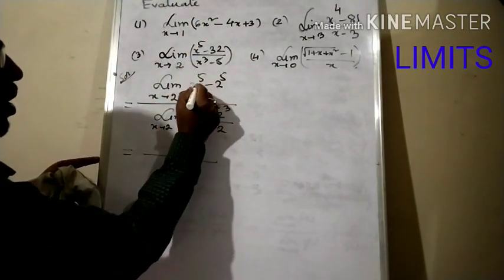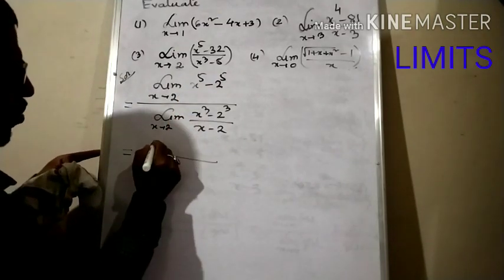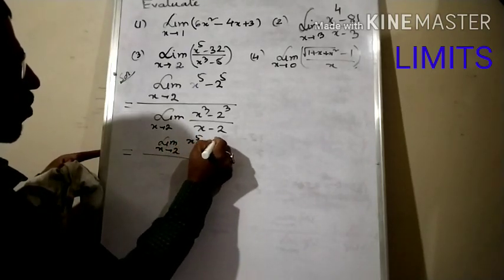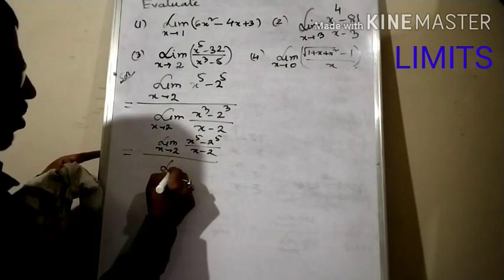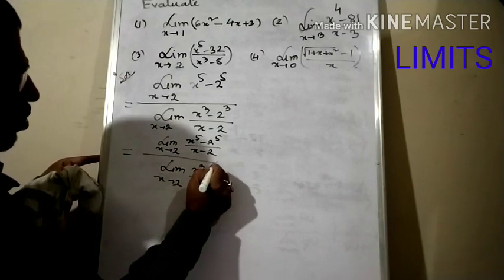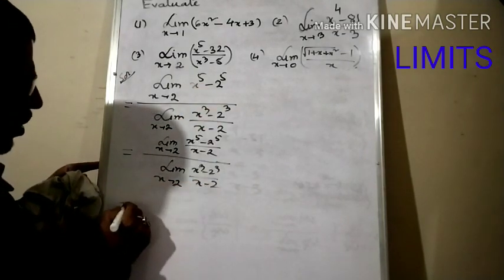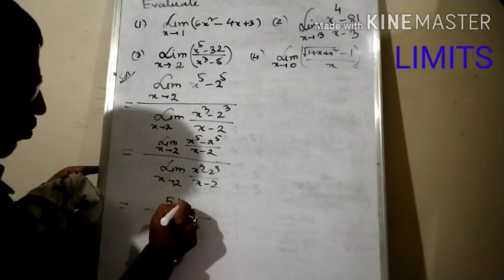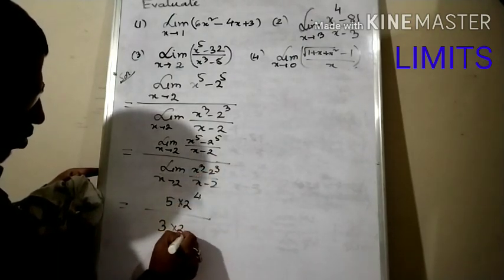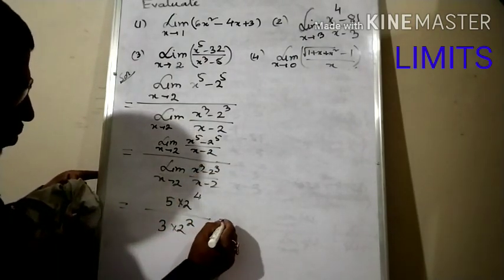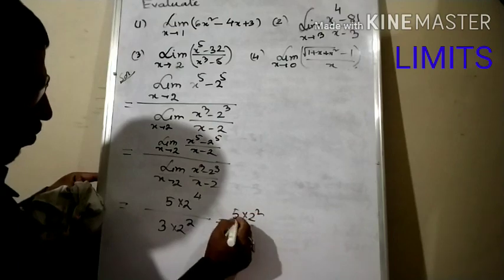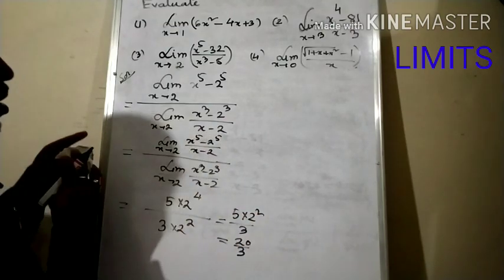Now we can apply the formula x to the power n minus a to the power n. We divide both numerator and denominator by x minus 2 to get that form of the formula: limit x tends to 2, x to the power 5 minus 2 to the power 5 by x minus 2, over x cube minus 2 cube by x minus 2. Now we can apply the formula. It will be 5 into 2 to the power 5 minus 1, over 3 into 2 to the power 3 minus 1. So the answer will be 5 into 2 to the power 4 by 3 into 2 square, so that will be 20 by 3. That is the answer of this question number 3.